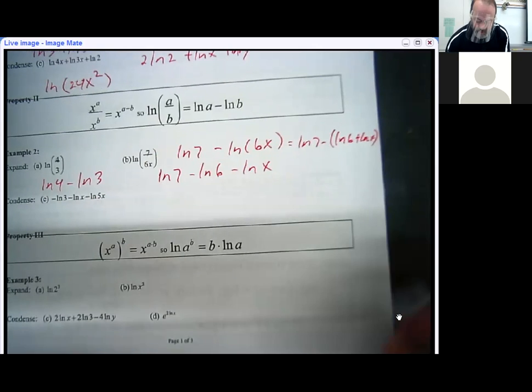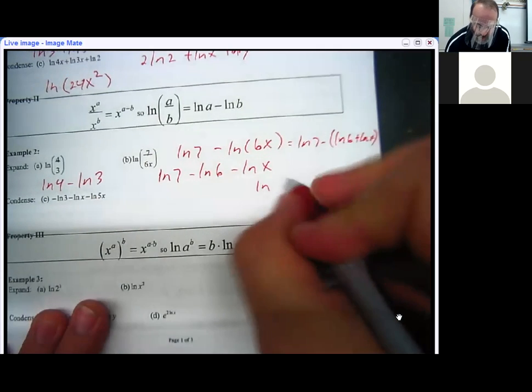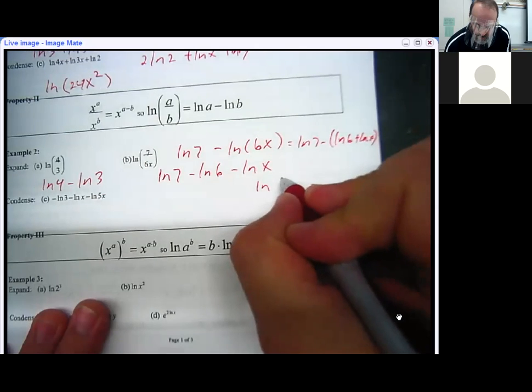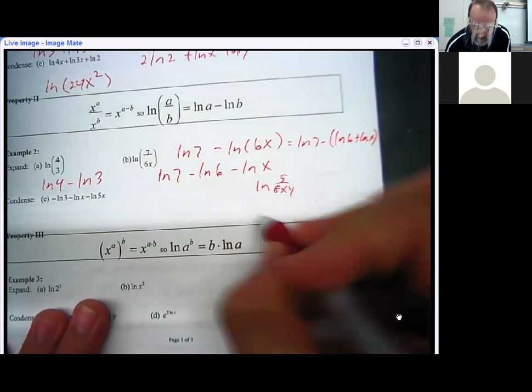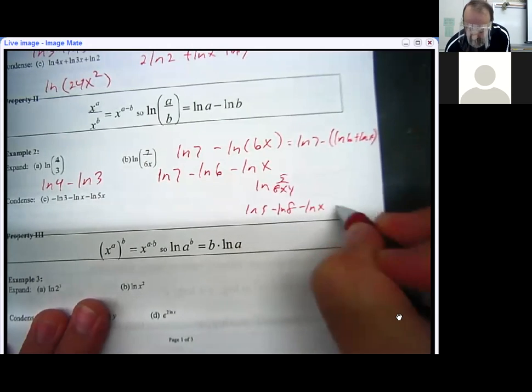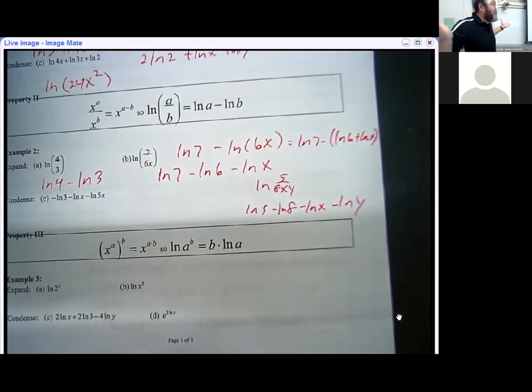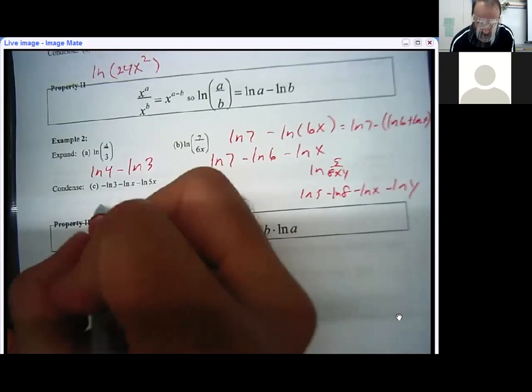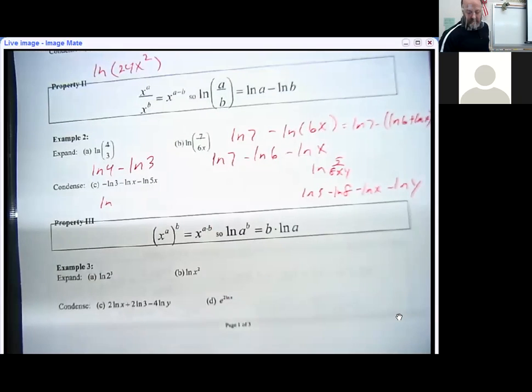So with that in mind, if someone had, hey, what about the natural log of 5 over 8xy? You just say the natural log of 5 minus the natural log of 8, natural log of x, natural log of y. I mean, literally, that's all I would do. All the ones on top, I make them positive. All the ones on the bottom, I make them negative. No big deal. So, how about this guy? How about if we choose to condense it?